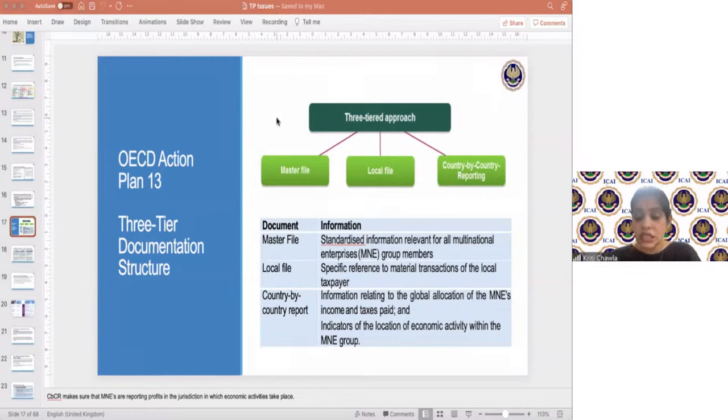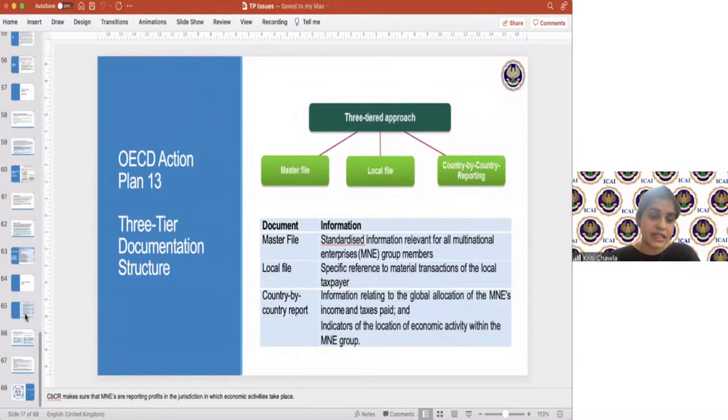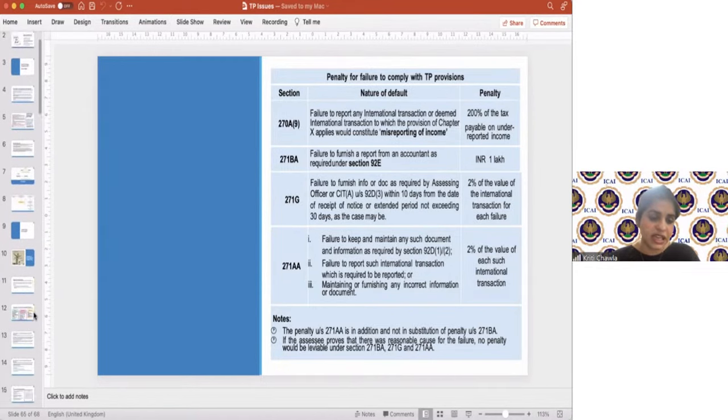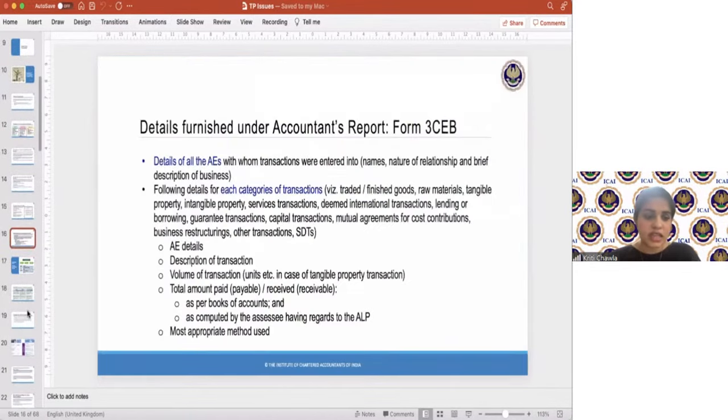I have a question here. What is the consequence if the TP study report is not maintained? Well, in some instances, the penalty goes up to 200%. And I'm going to talk about that in this particular slide, on what happens if you do not maintain all these study reports. So just give me some time. I'm going to come back to this particular slide also. Any other question?